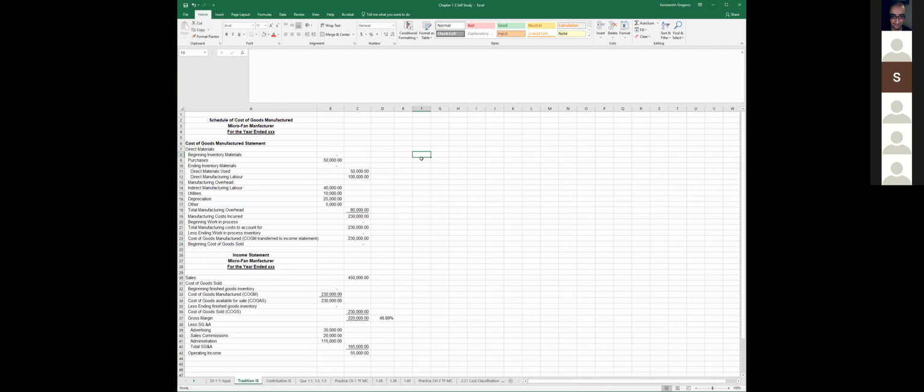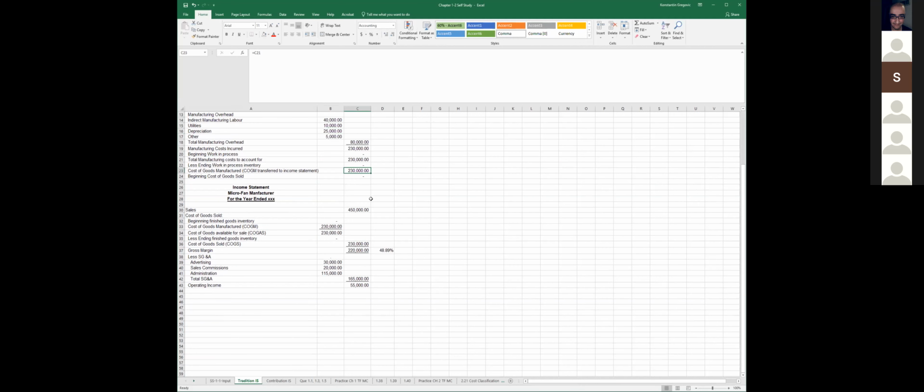Yes. Yep. So refer to the textbook on the format. Now, when we get to chapter 5, we are going to have ending inventory and beginning inventory. So it's going to start getting a little more complicated. But for chapter 1, you just need to apply the numbers that are given to you.